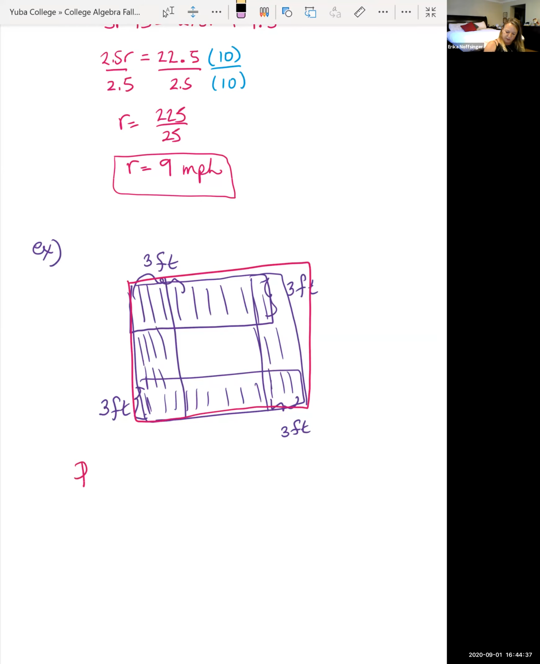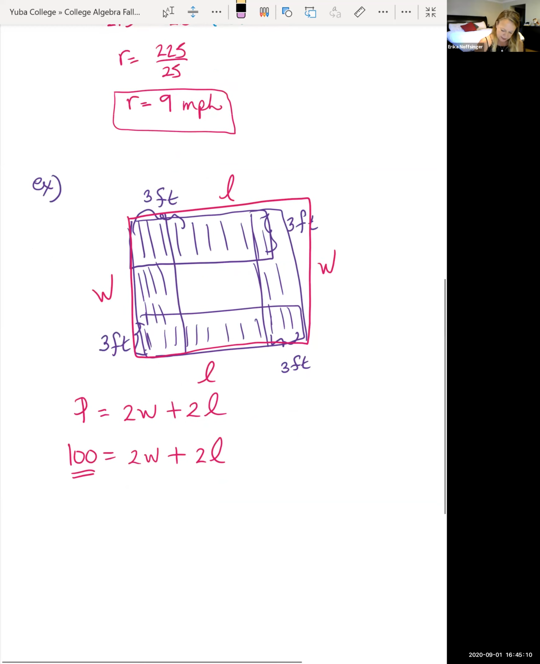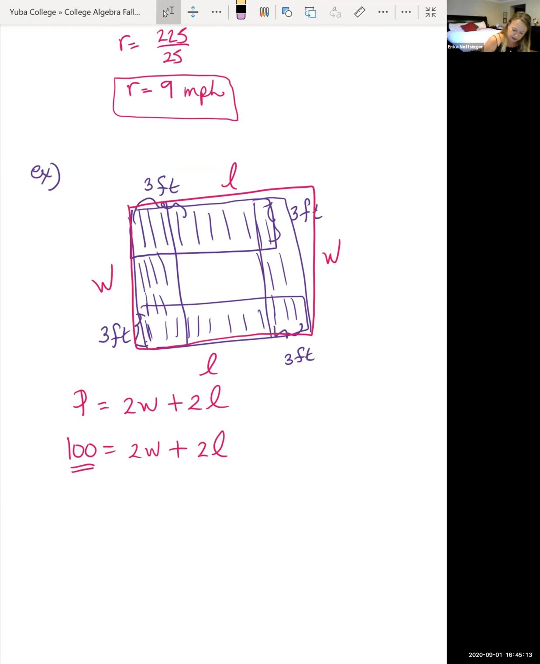And so we can say this is width, this is width, this is length, this is length. Our perimeter is equal to twice the width plus twice the length. We know 100 is equal to 2W plus 2L. But we also know information about this that can help us. We know about that 3 feet. So we know this is 3, we know this is 3.